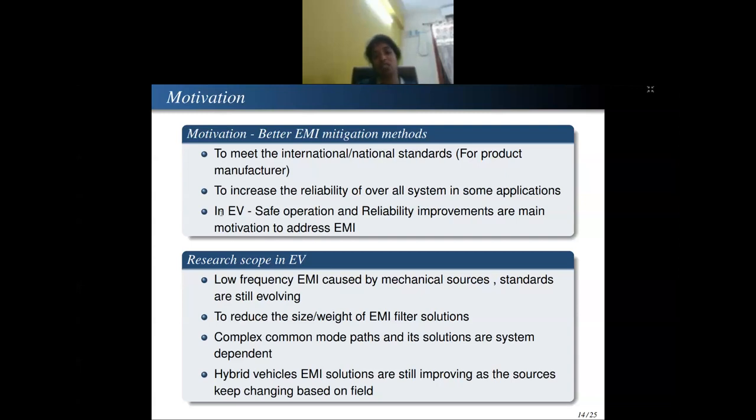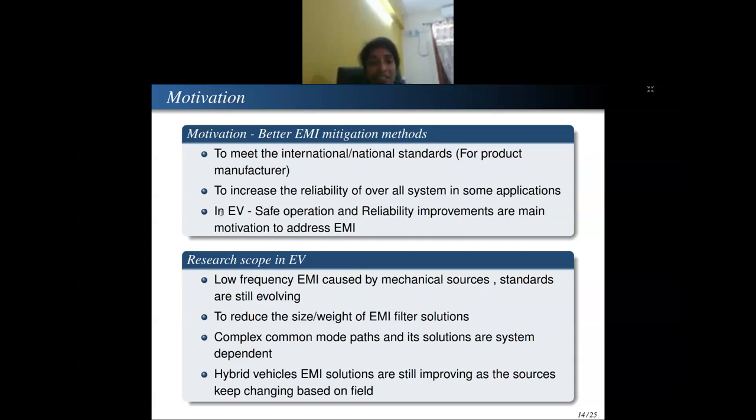Okay. What are the research scopes? What is happening as of now in this particular field? So people have been working on EMI, the high frequency effect, for a longer time. But what are all the other EMI noise sources? Like mechanical sources. So low frequency EMI standards are still evolving. People are still looking at what would be the effect in real life, and so on.